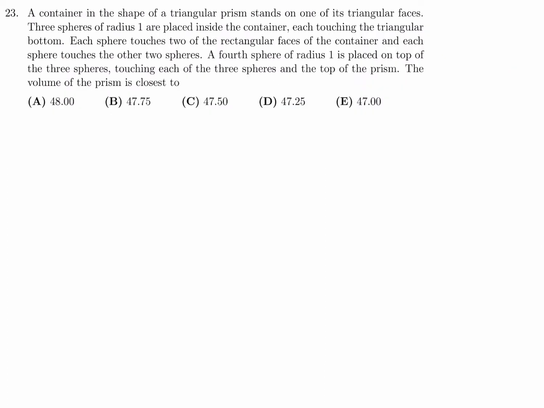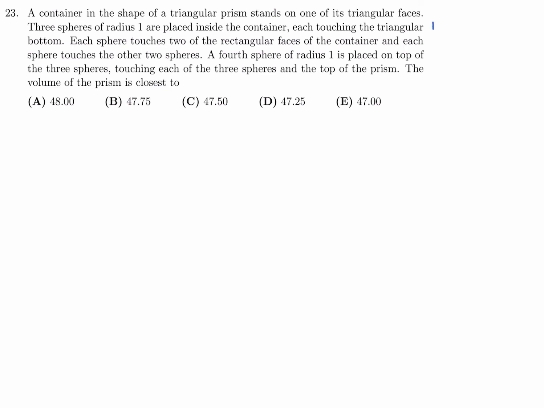A container in the shape of a triangular prism stands on one of its triangular faces. 3 spheres of radius 1 are placed inside the container, each touching the triangular bottom. Each sphere touches 2 of the rectangular faces of the container, and each sphere touches the other 2 spheres. A 4th sphere of radius 1 is placed on top of the 3 spheres, touching each of the 3 spheres, on the top of the prism. The volume of the prism is closest to.